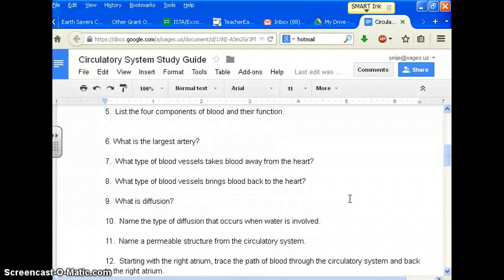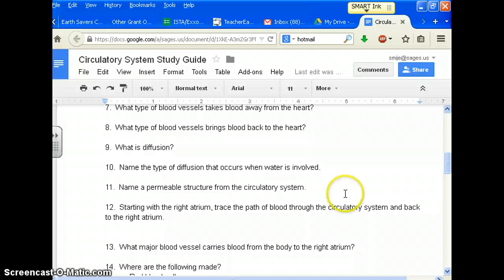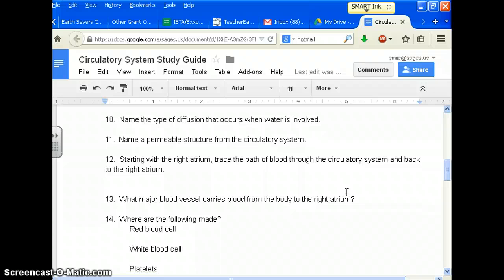heart are veins. Diffusion is the movement of materials from areas of high concentration to areas of low concentration, and osmosis is the type of diffusion that occurs when water is involved. The primary permeable structure for the circulatory system is the capillary. Starting with the right atrium and going through the circulatory system, you'll want to look at your song for that one. The major blood vessel that carries blood from the body back to the right atrium is the vena cava.